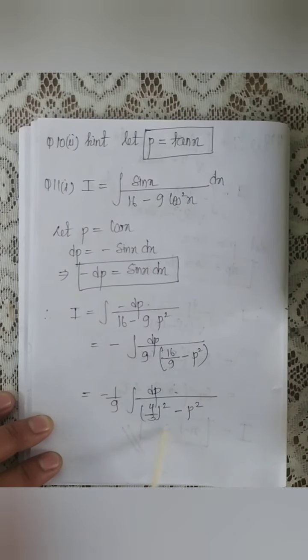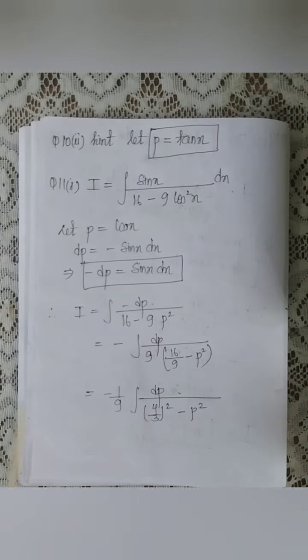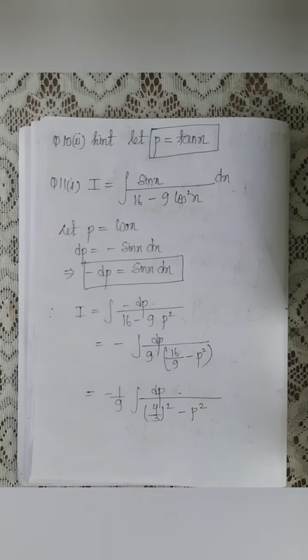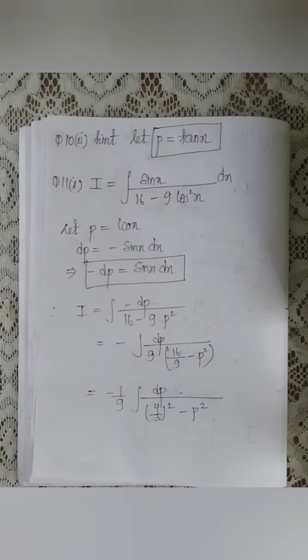Once you have reached this point, you are almost done. You just need to identify which standard integral it is. Integration of dp divided by a square minus p square. Please close your eyes, think for a while, and then you know what to do. It is standard integral number, which number? Number 1 or number 2? Number 2. Integration of dx divided by a square minus x square. Pause the video, note it down.